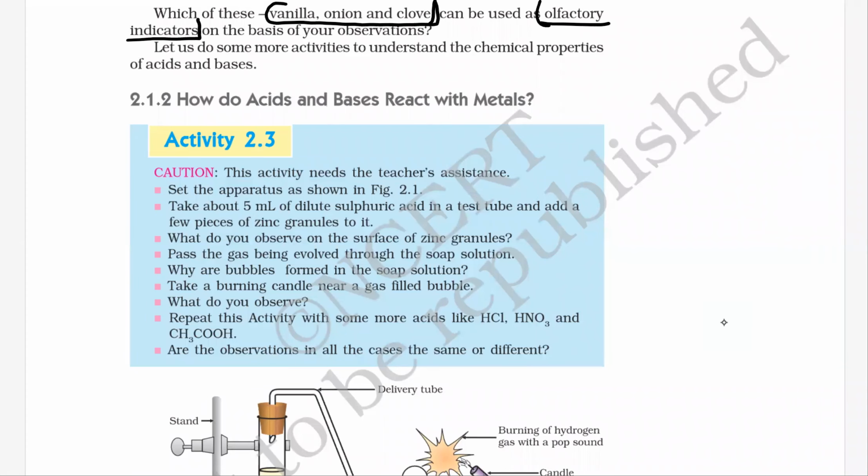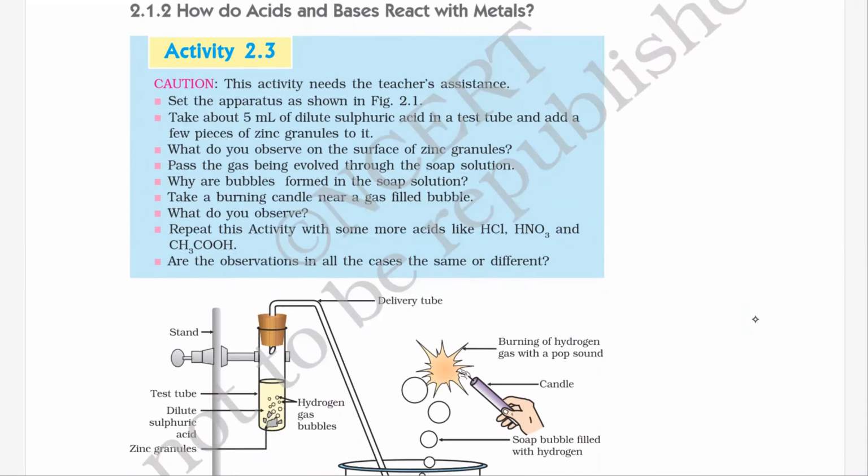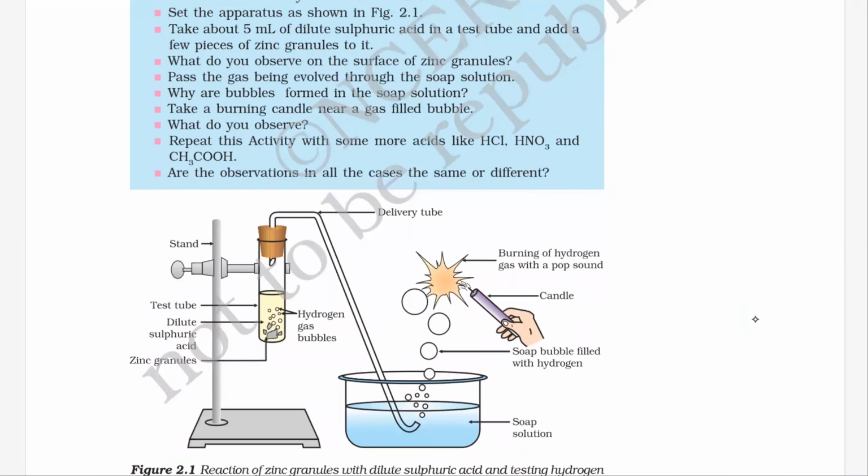Now next, activity 2.3: how do acids and bases react with metals? Set the apparatus as shown in the figure. Take about 5 ml of dilute sulfuric acid in a test tube and add a few pieces of zinc granules. So basically zinc, which is a metal, zinc granules, is taken with sulfuric acid.